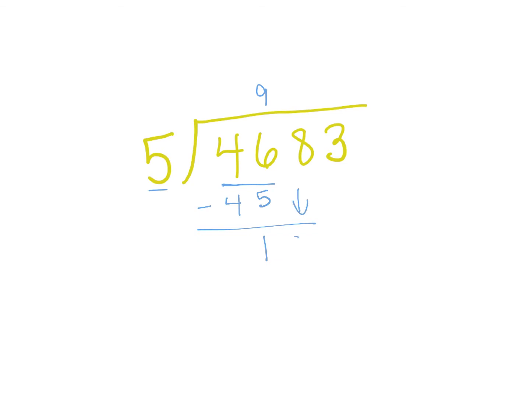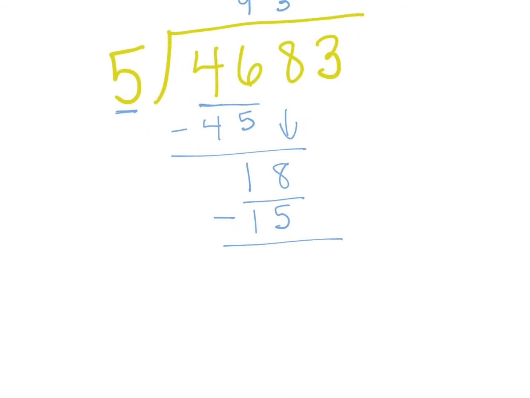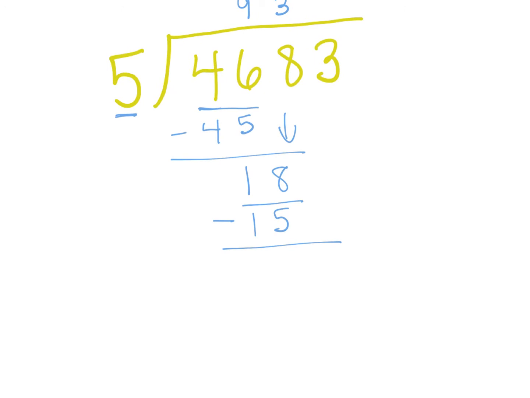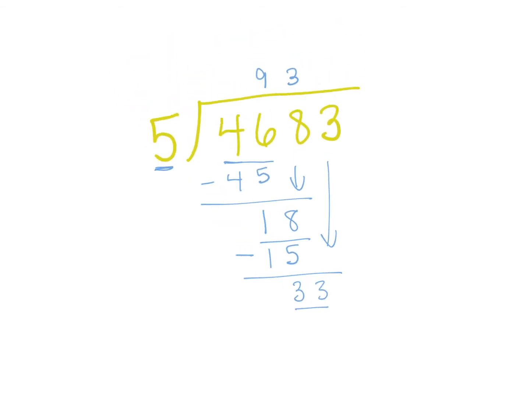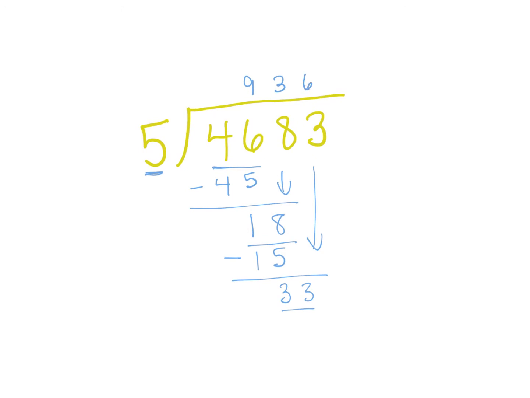And then we bring down this 8 and we divide again and we say, okay, how many times now does 5 go into 18? And 5 goes into 18 3 times, and 3 times 5 is 15. And then we do the subtraction and see what's left over, basically what our difference is. So 18 minus 15, and we get 3. And we bring down this 3. So now we're dividing 5 into 33. And we say, well, 5 goes into 33 6 times. And 6 times 5 is 30. We subtract again. And so then we get a remainder of 3.